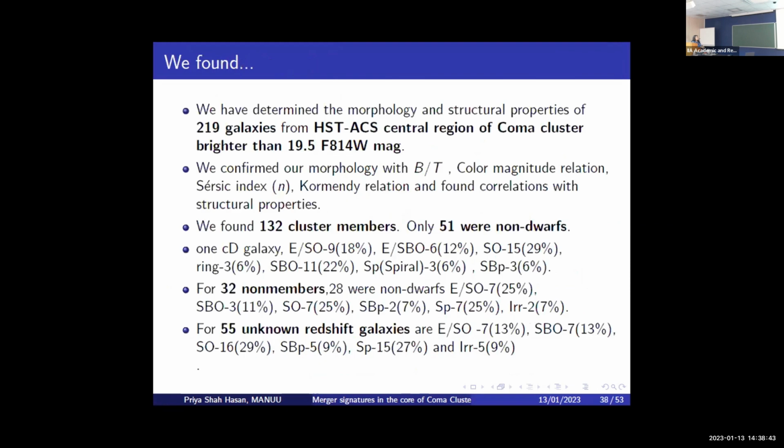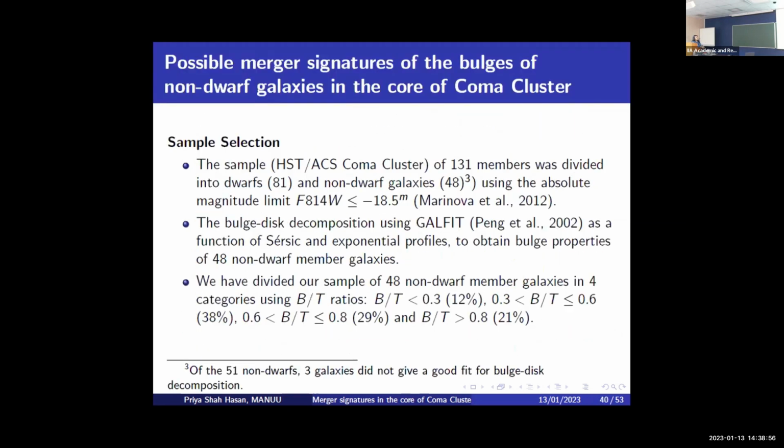So we found that for our sample, we confirm what kind of morphology types, and this is a detailed paper which has been published in MNRAS. So this was the basis for the thing. So now I'll move to the main topic which we were talking about, that is the merger signatures.